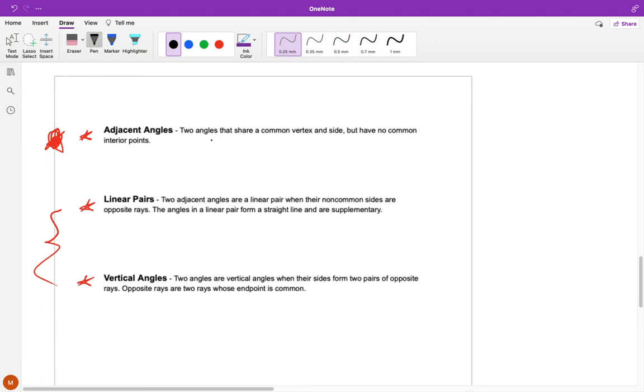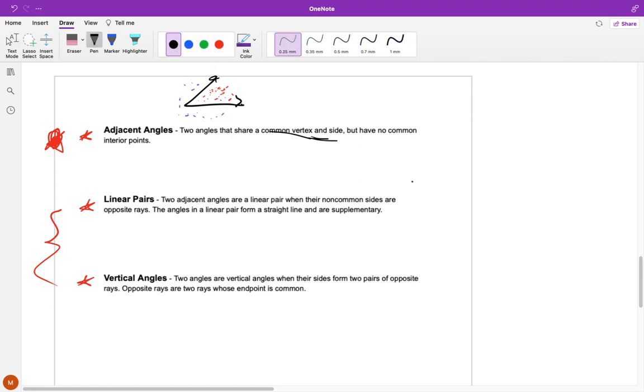So adjacent angles are two angles that share a common vertex and side, but have no common interior points. So what are interior points? If this is an angle, interior points are all the points inside that angle. So anything I can draw inside that angle, whereas our exterior points are anything outside of it.